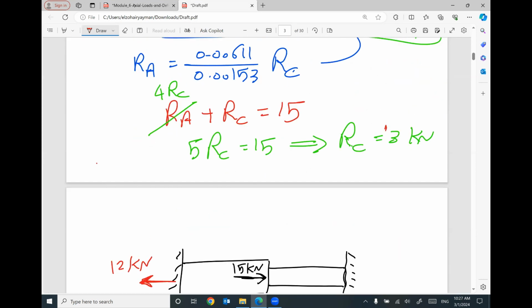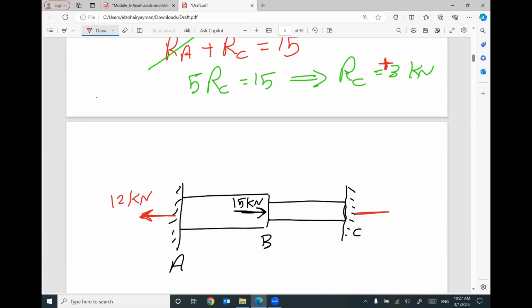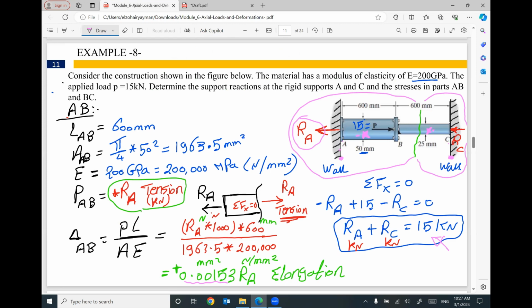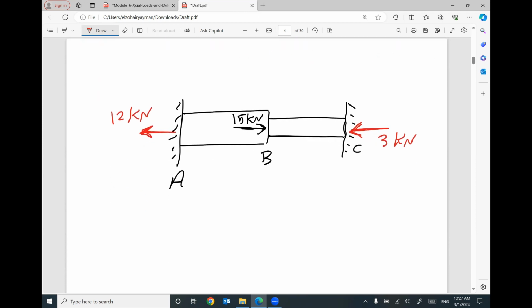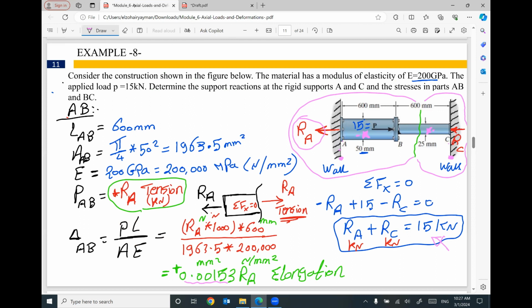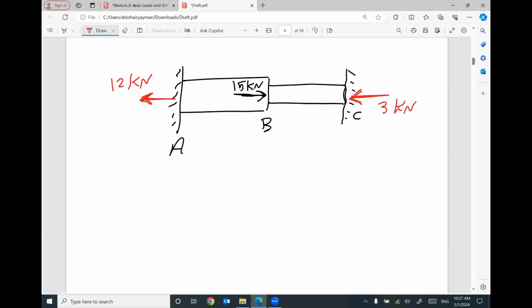RC is positive. You found it positive, 3 kilonewton. That means the assumed direction for RC that you assumed to the left is also equal to 3 kilonewton. This is the final reactions at A and C, and this is the first part of the problem. We needed to figure out the support reactions at the rigid supports A and C. The second part: what are the stresses in part AB and part BC?